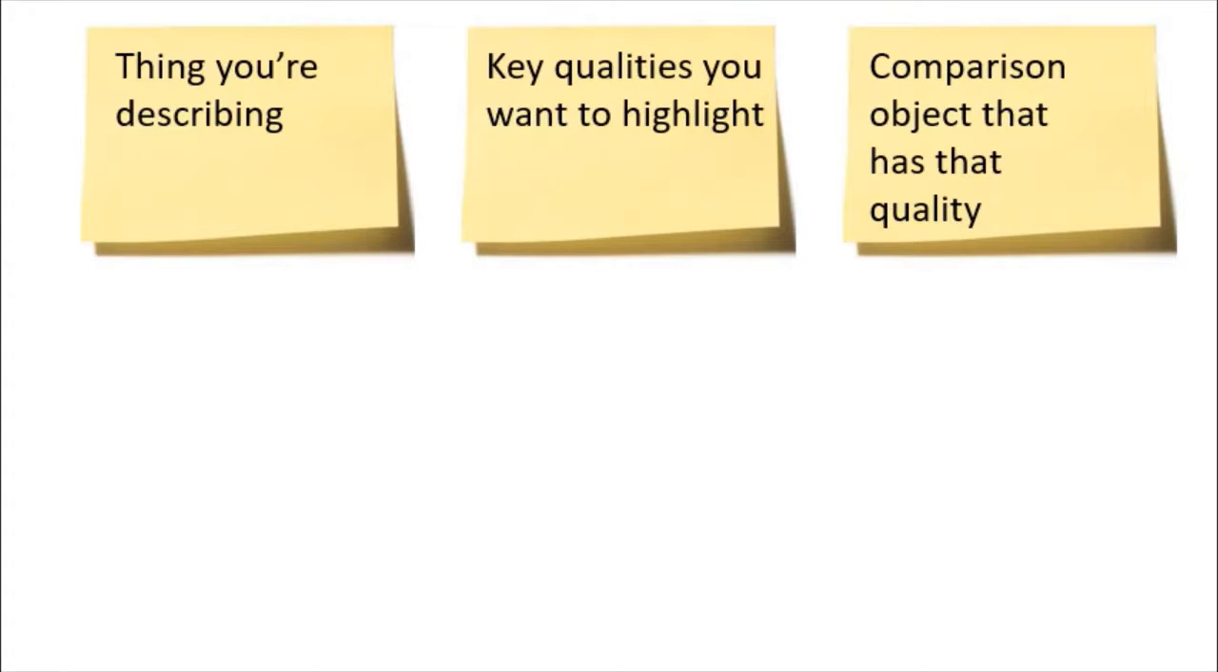I really enjoy reading a good simile or metaphor in published works, but when I go to do my own writing, I have a really hard time thinking of great comparisons or great figurative language. So here's the process to use. First, you think, what are you describing? Write that down. Then you're going to look at what are the key qualities that you want to highlight about that thing, whether it's a character or an object or an activity. And then you try and think of comparison objects that have that same quality.